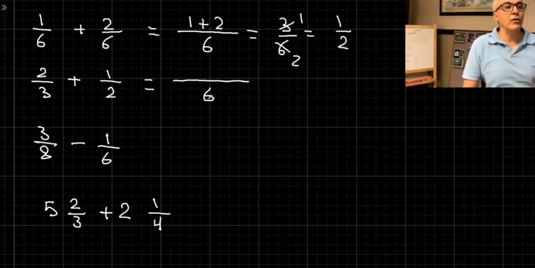So the way I do it, I go 6 divided by 3, I get 2. I multiply that 2 into the top 2, you get 4. And then I have my plus sign, and I go 6 divided by 2 is 3. I multiply the 3 into the top here, which is 1. 3 times 1 gives me 3.